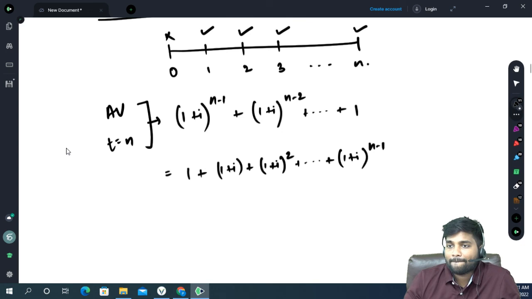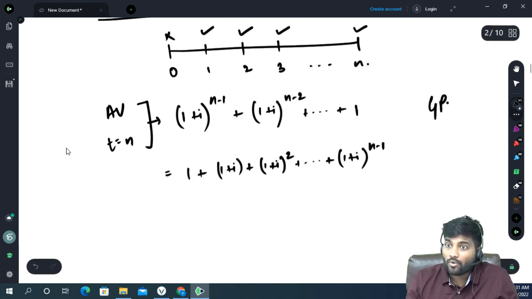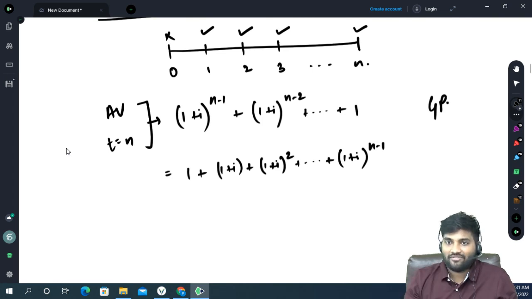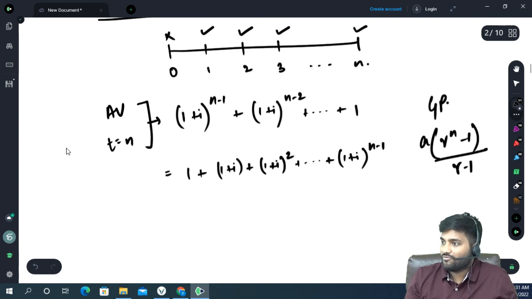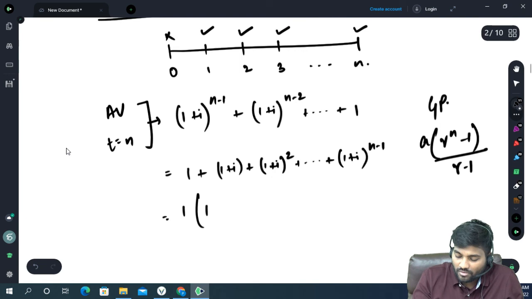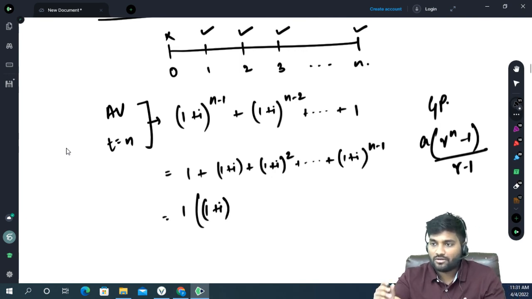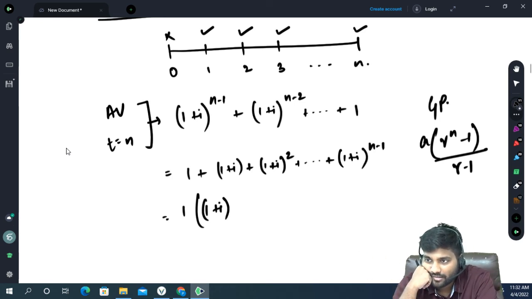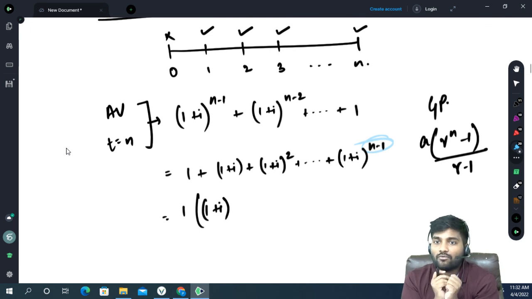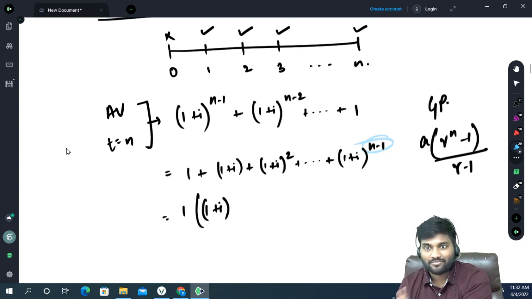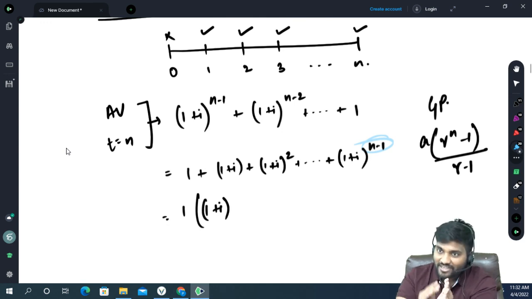What series is this? GP series. But now, what is the first term? R is greater than 1. So we'll use the formula a times r to the power n minus 1 by r minus 1, when r is greater than 1. Okay. So, 1 plus i to the power... Next question. How many terms are there? N. Why? But in power it is n minus 1. So, what does 1 mean? 1 plus i to the power 0. Anything to the power 0 is what? 1. So from 0 to n minus 1, n terms. From 1 to n, n terms. Clear?